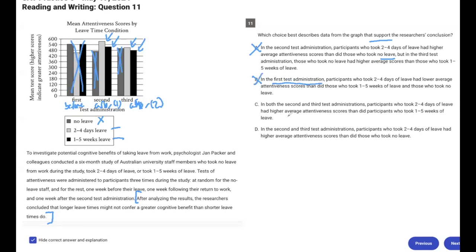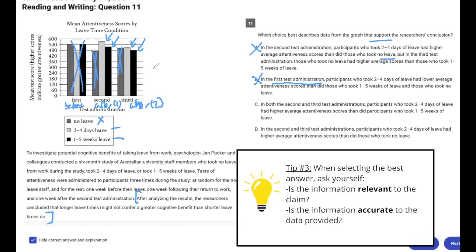Choice C says, in both the second and third test administrations, participants who took 2 to 4 days of leave had higher average attentiveness scores than did participants who took 1 to 5 weeks of leave. Okay, so first of all, does this align with the claim? Yes, it does, because we're comparing the right groups, the shorter vacation time group and the longer vacation time group, and also saying here that the shorter vacation time group had higher average attentiveness scores in comparison to the longer vacation time group. And so it is relevant and it is accurate to the data that we're seeing here.